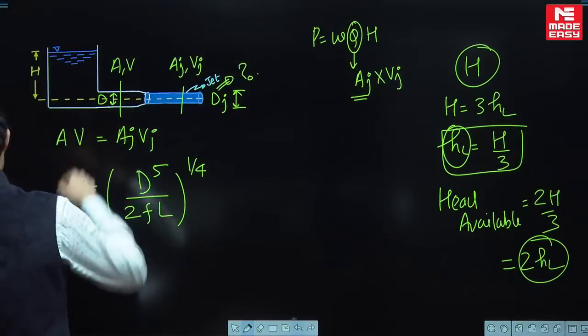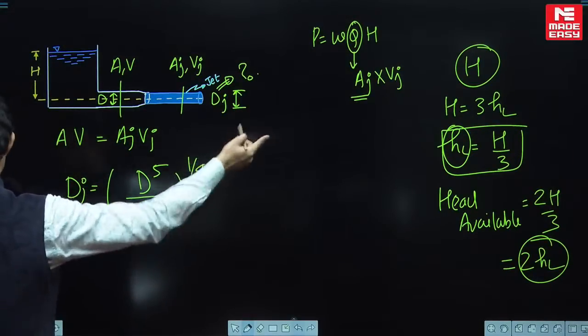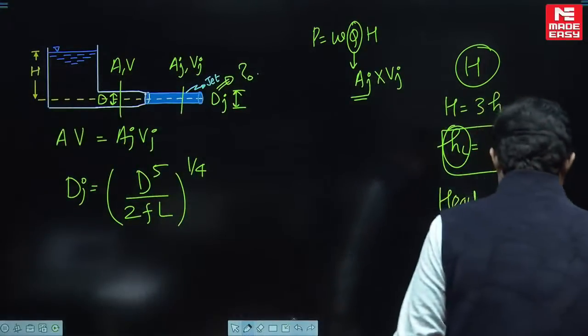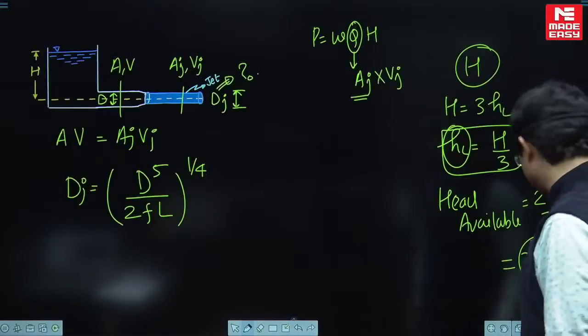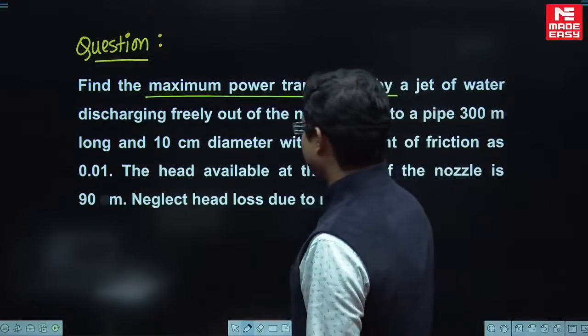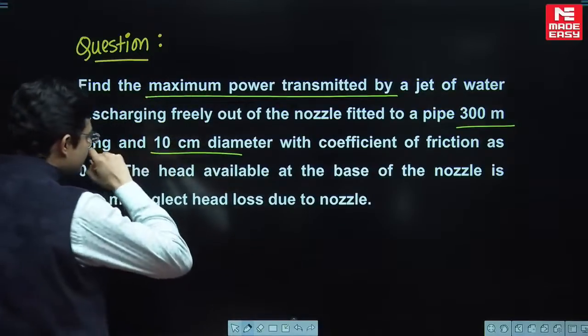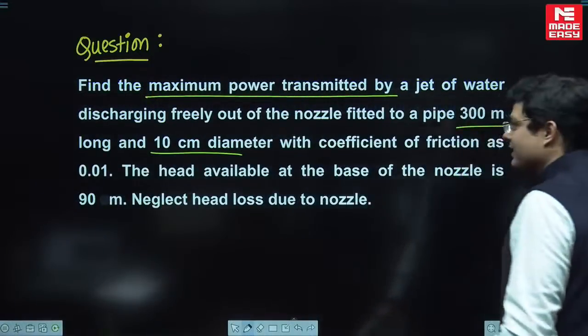Where D is the diameter of the pipe, f is the friction factor, L is the length. Now there is no issue, everything is given to you in the problem. See, the length is given to you, diameter is given to you, right? Everything is given to you.